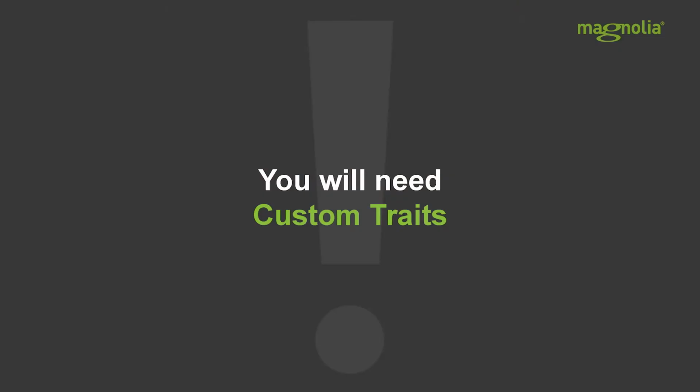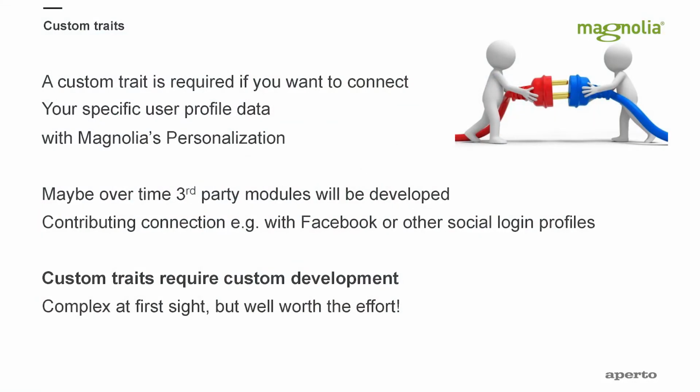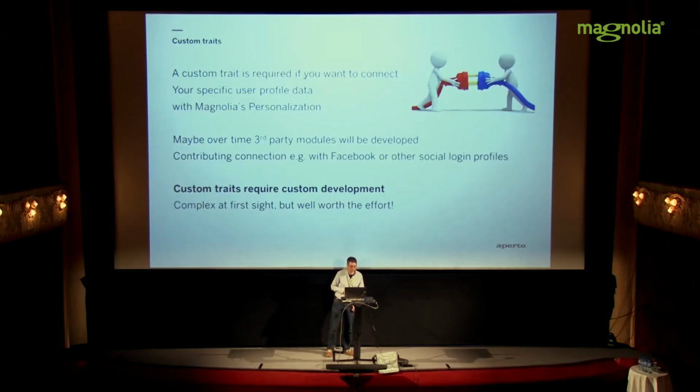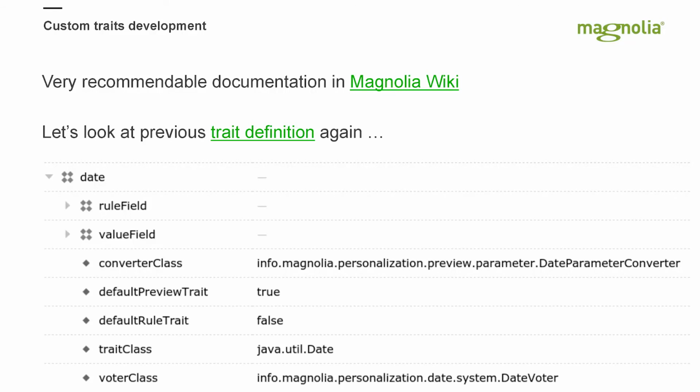That's all nice, but what you really need for your system will be custom traits. And that's what's required when you want to connect Magnolia Personalization to your user data. And maybe over time there will be third-party modules that do that for you. If that doesn't exist, then you need to develop it. It's a bit complex at first sight, even more complex than from the user perspective. But if you look at the positive effects that you can achieve, then I think one should think about it for certain kinds of websites.